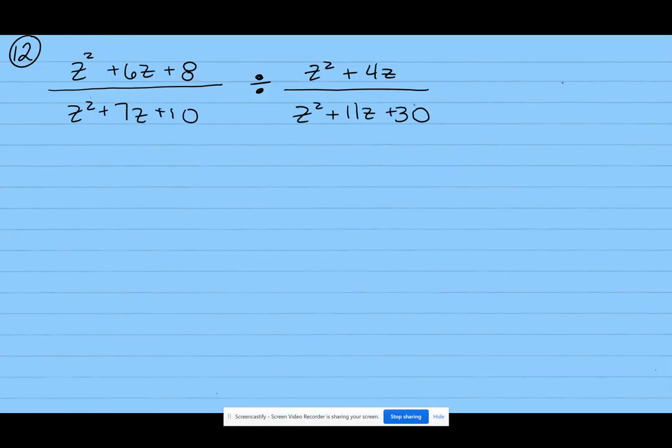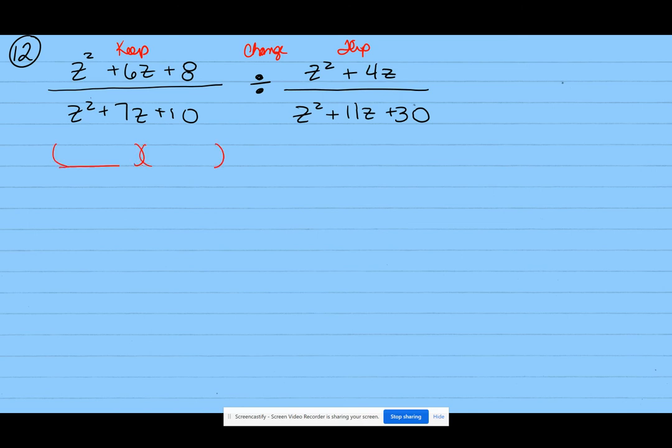Here we go. We're going to get to another video. We are working on finishing up this chapter 6. This is number 12. We're going to start with, this is a division. We're going to start with keep, change, flip, and factor. We're going to factor all of these.